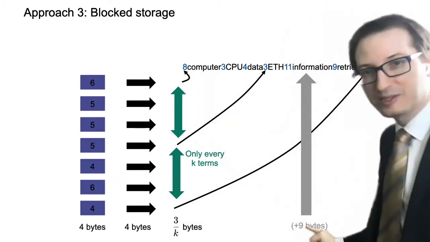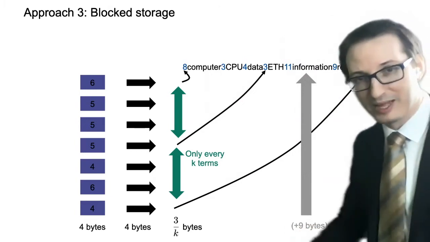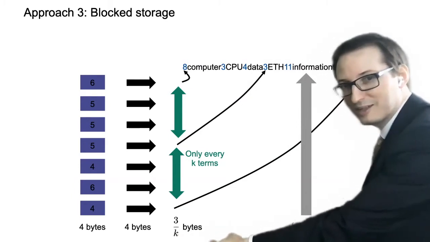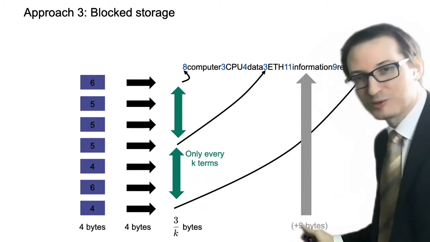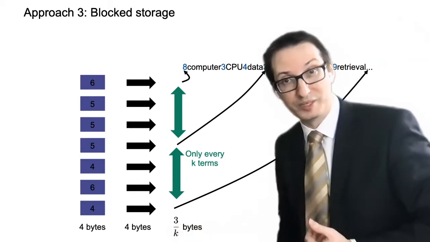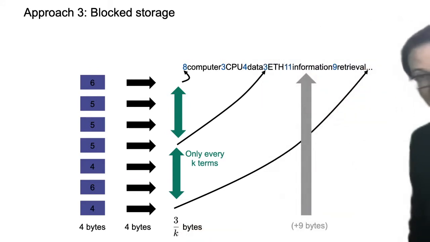So now it's 8, that is the average length, plus 1 gives me 9. And now I have 3 over K. And of course, if you increase the size of K, then you start noticing a difference, because here you paid 1, and here you can get more than 1 if you pick K large enough, right?